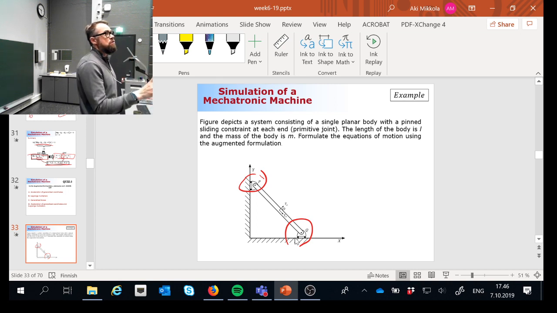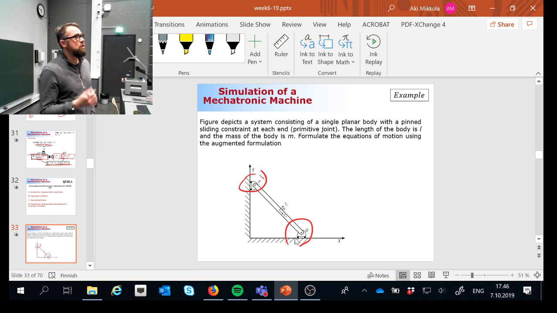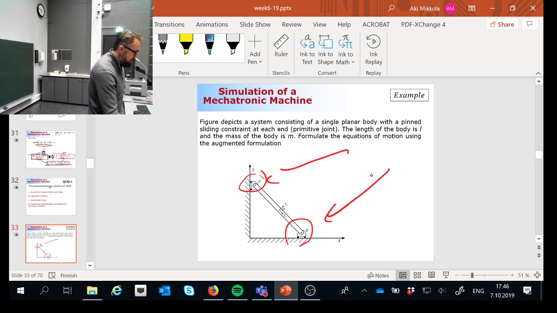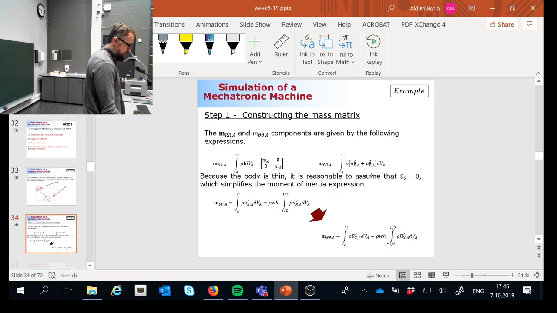How many unknowns? Five. Five unknowns, because of three generalized coordinates and two Lagrange multipliers, because of two constraint equations. One is associated with point P, another one is associated with point Q. Right, so it's a little small font. Okay, let's get started.